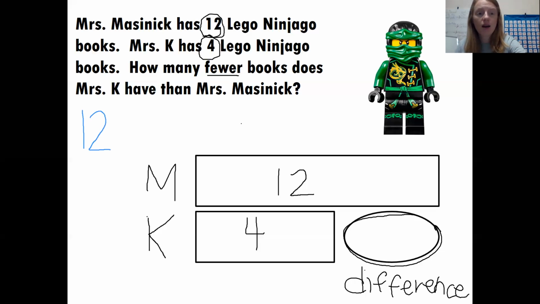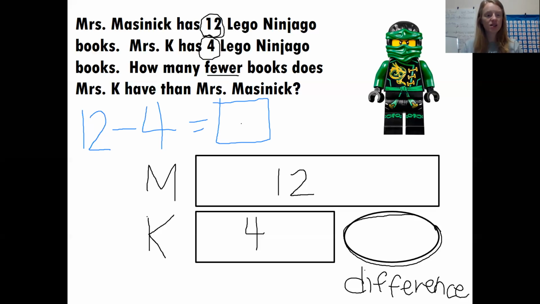So Miss Masonic has 12 minus 4 equals box. So then how would I solve 12 minus 4? Well, I could count on 4 in my head, 5, 6, 7, 8, 9, 10, 11, 12. How many fingers do I have left? 8. Okay, so then I would know that 8 goes in that box.